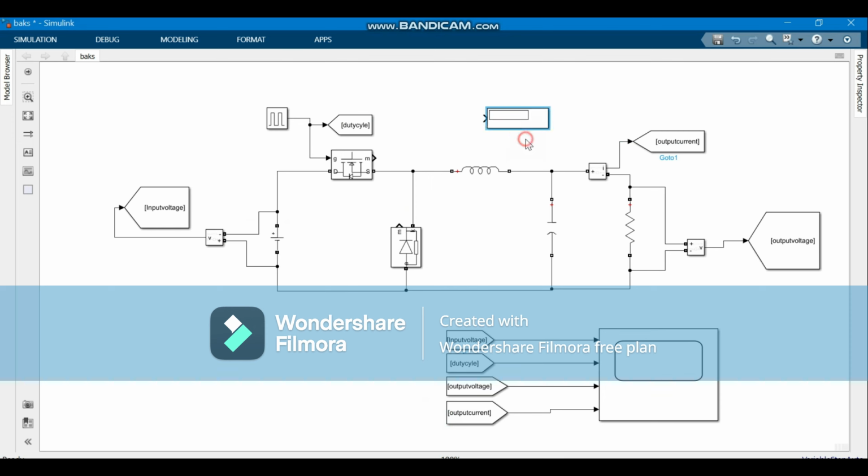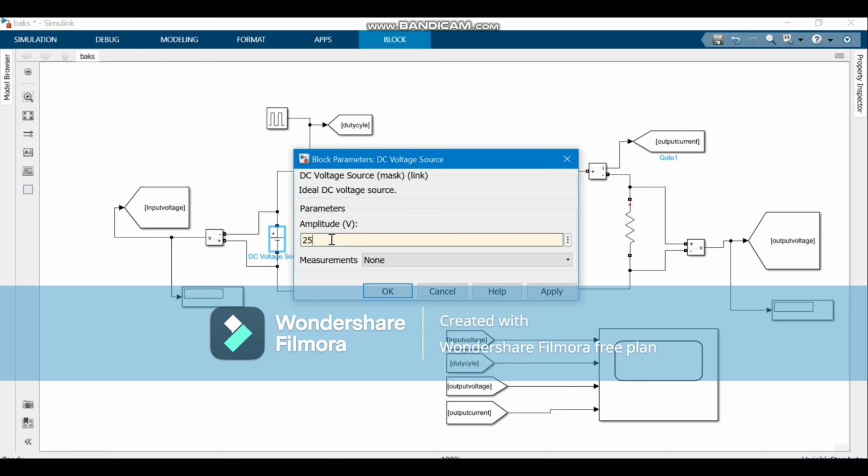Connect the display for voltage measurement. Let's now enter these parameters in this model. Input voltage is 25 volt.